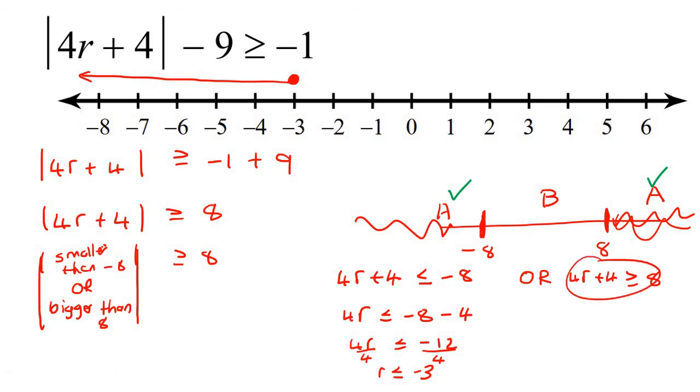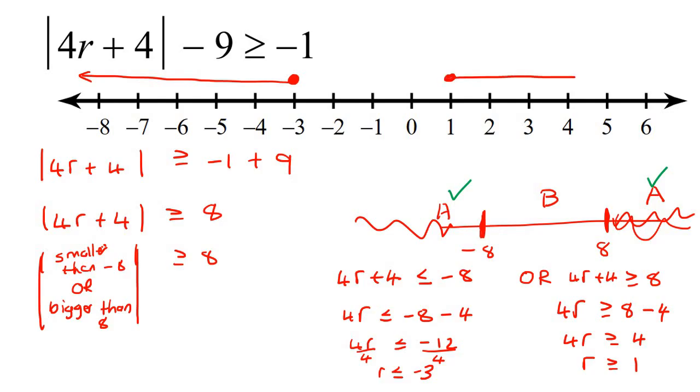Now we're going to go solve this one. So we say 4r is bigger than or equal to 8 minus 4, and then we end up with 4r bigger than or equal to 4, and then we divide both sides by 4, and you should end up with r is bigger than or equal to 1. So we go to the 1, we make a solid circle, and it's bigger than, so we go that way.